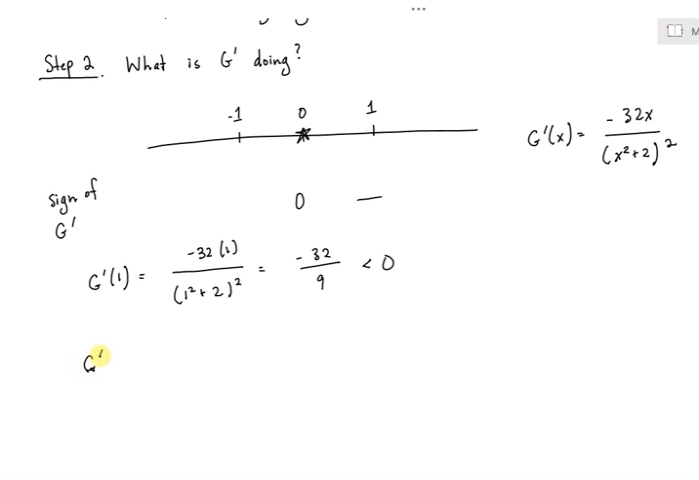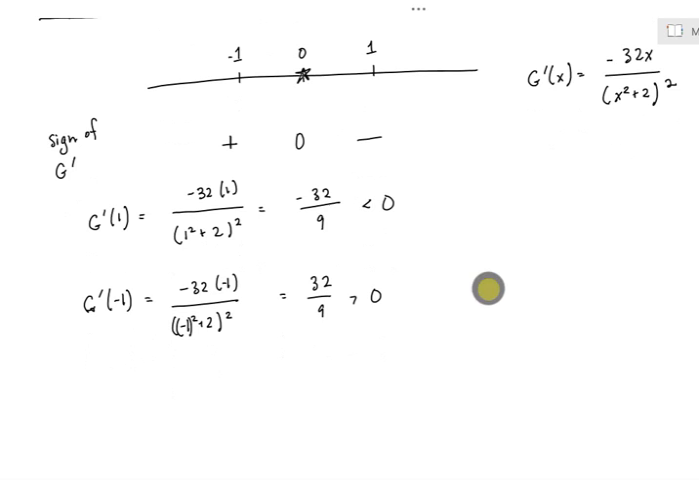And if I do negative 1, it's going to be negative 32 times negative 1 over negative 1 squared plus 2 squared. That's going to give me 32 over 9, which is positive. So it's positive over here. Now in class I gave you a chart that tells you what it means when the derivative is positive on one side and negative on the other, or you can reason it out individually.